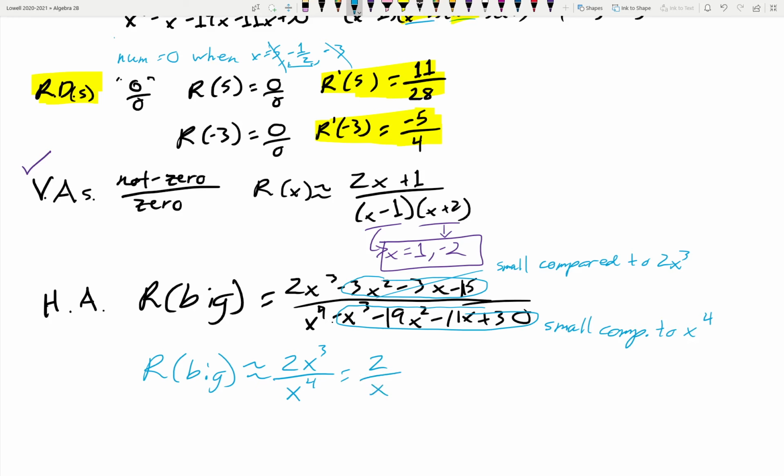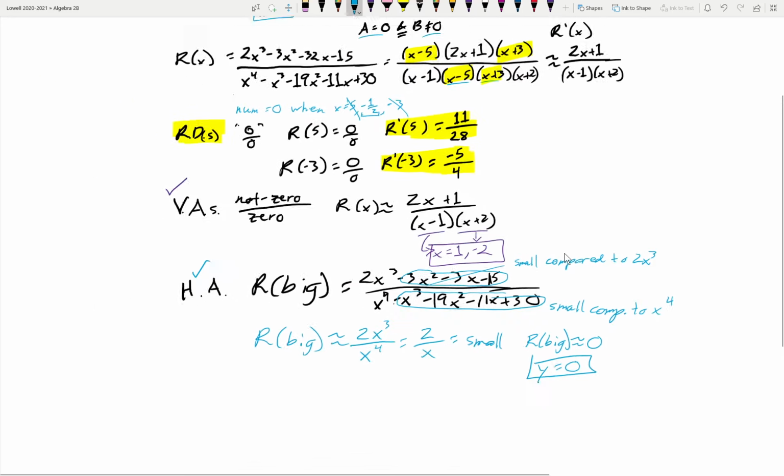What happens when I take 2, which doesn't grow, it's always just 2, and I divide it by bigger and bigger numbers? Well, the overall fraction just gets smaller and smaller. So this is getting close to 0. And so what we can say is that r of a big number is roughly equal to 0, meaning that y equals 0 is where our horizontal asymptote is going to be.